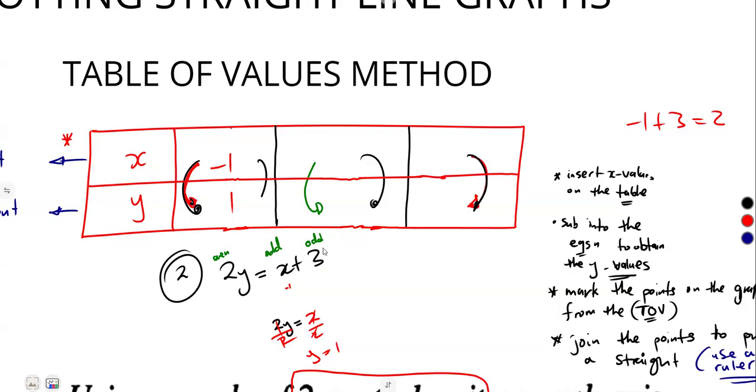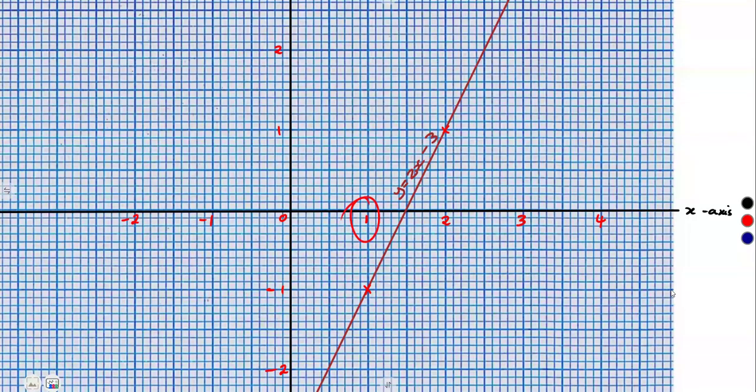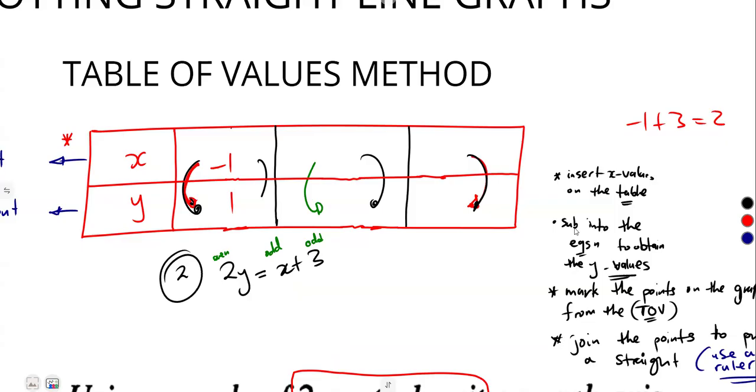Then we move on. Let us have another odd number. So let's pick 1 and see. When x is 1, it was going to be 2y is equal to 1 plus 3, that is 4. Then divide by 2. So y is going to give us 2. So when x is 1, y is equal to 2.